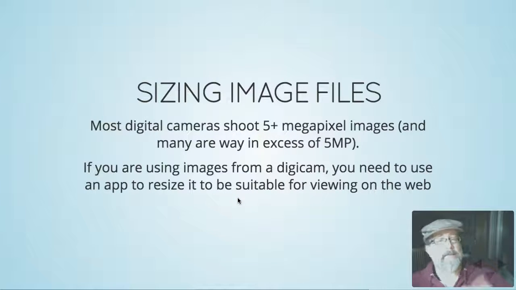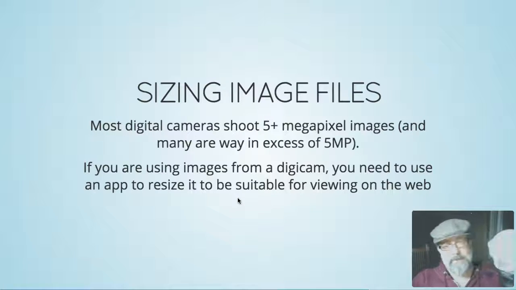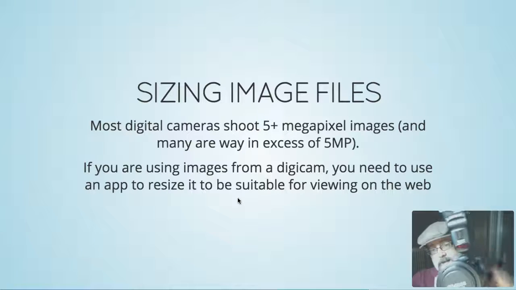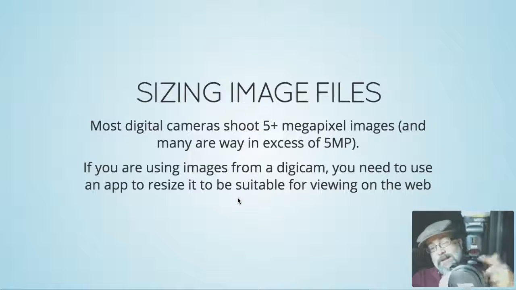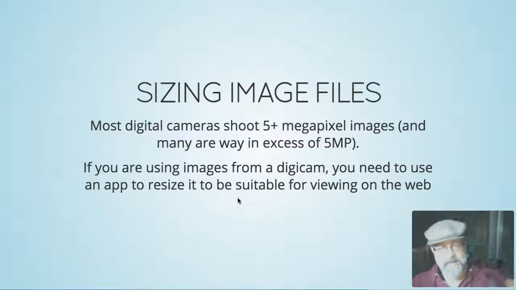Okay, sizing image files. Now, the next step. Most digital cameras, and here's an example of one, which is overbuilt, this is a Canon 60D, shoot way in excess of 5 megapixels. 5 megapixels is about a 1080p image from a television. Most digital cameras shooting still images are going to be way bigger than 5 megapixels. So if you're using images from a Digicam, you need to use an application to resize it to be suitable for viewing on the web.